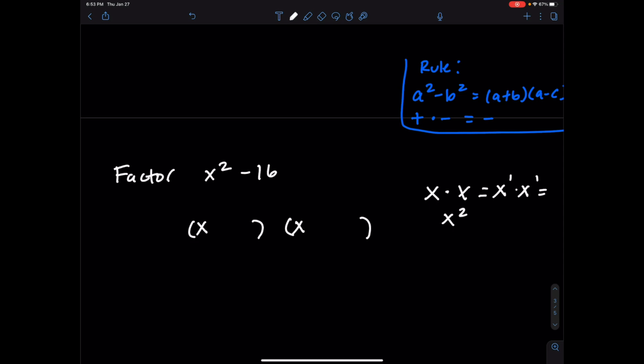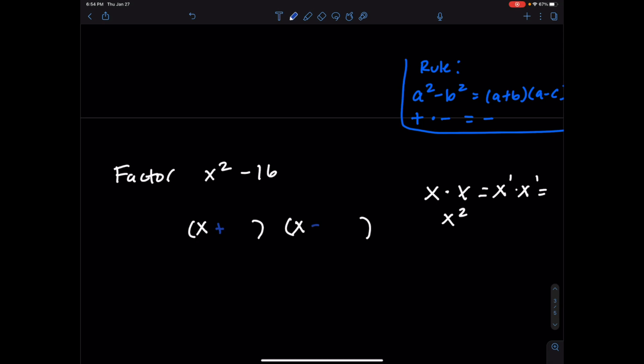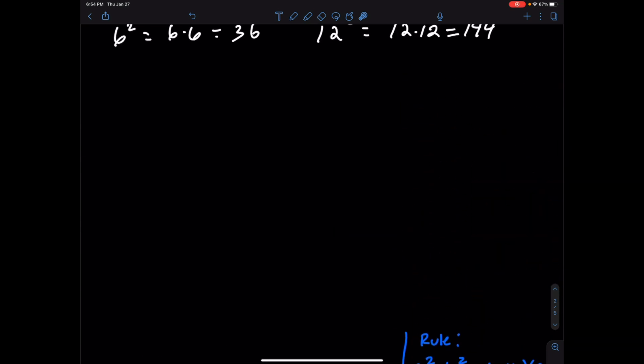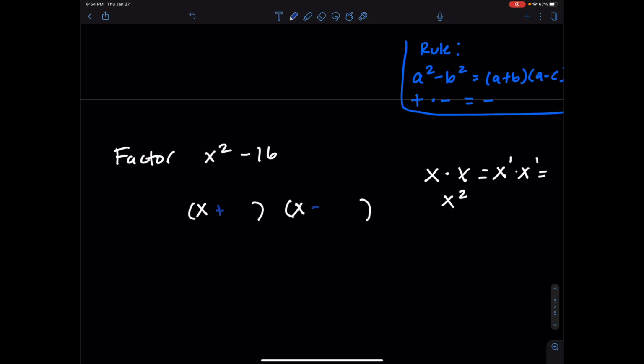So now that I've taken care of this, we need to think about what times what is going to give me this negative sign. We can look at the rule over here: a plus times a negative is going to give me a negative. So let's put a plus here and a negative there. Now I need to figure out what times what is going to give me 16. If we look back at our squares, we can see that 4 squared is equal to 16. So let's put the 4 times 4 here, because we know that 4 times 4 is 16.